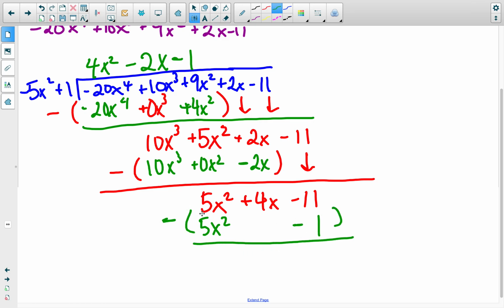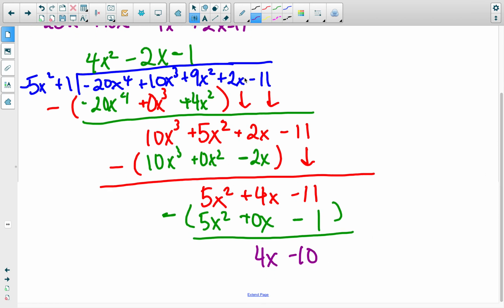Let's subtract. These cancel. Remember, we have like a 0x in here. 4x minus 0 is going to give us 4x. Negative 11 minus negative 1 is going to give us negative 10, right? So can we do this again? We have 4x and we have negative 5x squared. What can we multiply negative 5x squared by to get 4x? Nothing, right? This has x to the first power. This is x squared. There's nothing that's going to work. We have to stop here. So this is going to be our remainder.